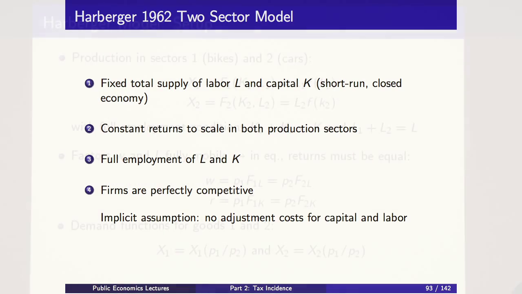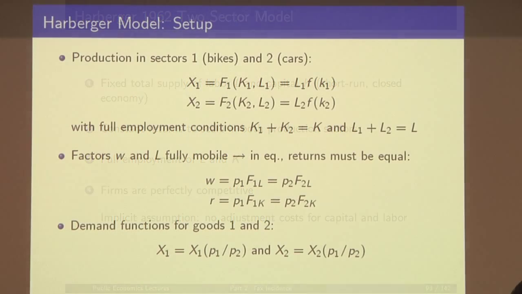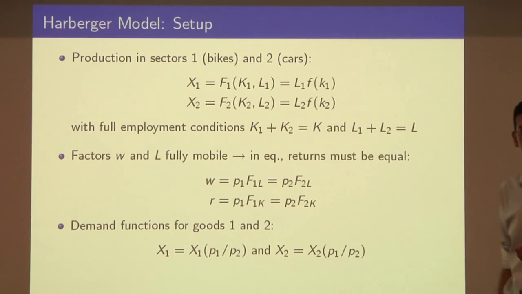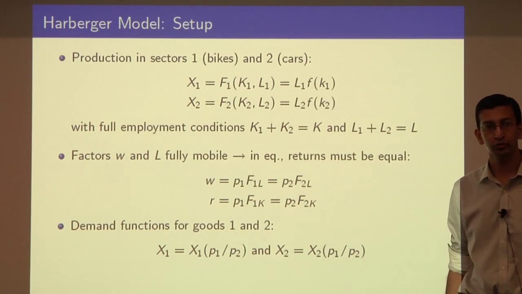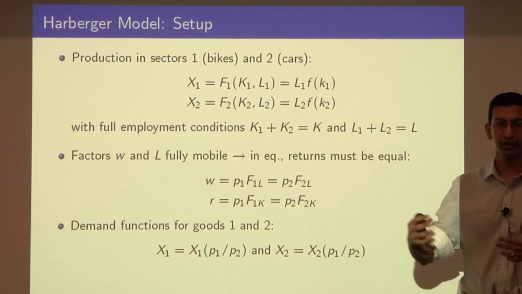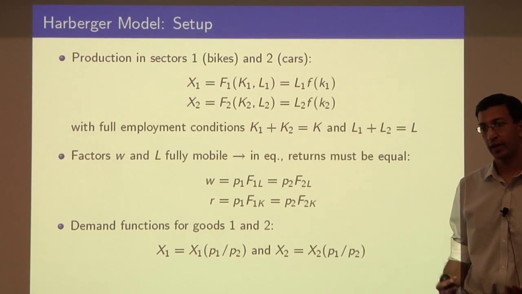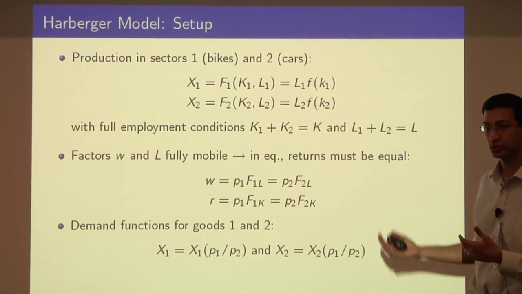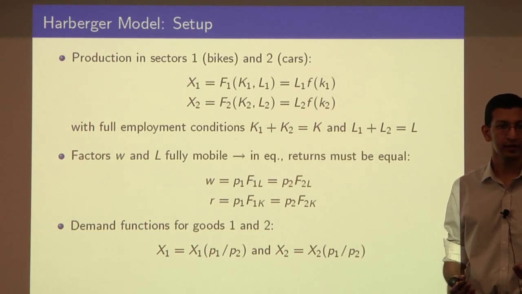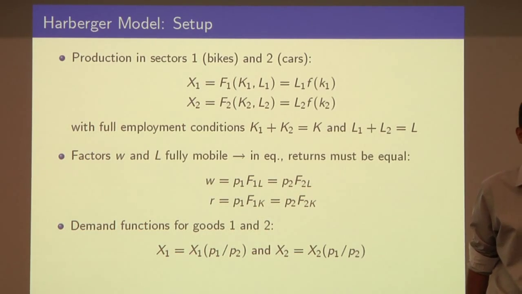All right? OK, so let's think about now a two-sector version of this model, where, to be concrete, let's say sector 1 produces bikes and sector 2 produces cars. So these two things might be substitutes for each other, and it's intuitive to think that bikes use less capital for production, say, than cars, which require heavy machinery for production.